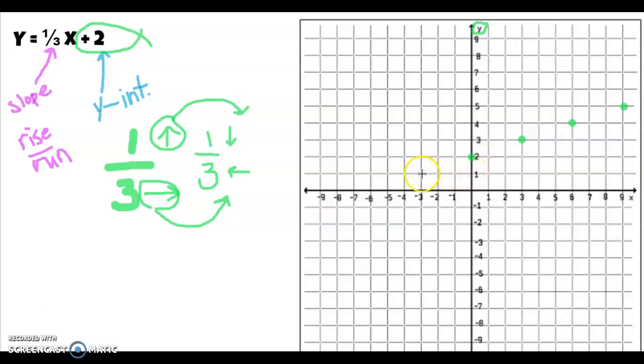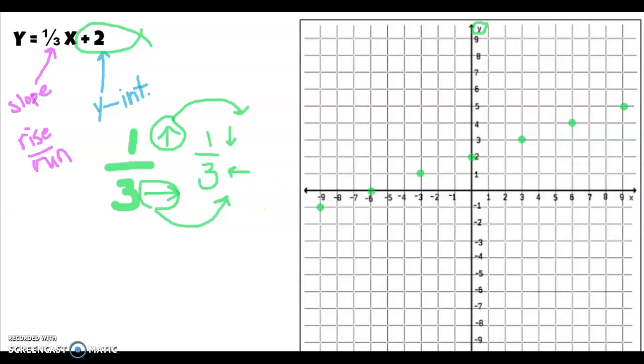1, 2, 3. Put my point. Notice the trend still continues of going upward left to right. Down 1 to the left 3. Down 1 to the left 3. I have now done that line across the page.